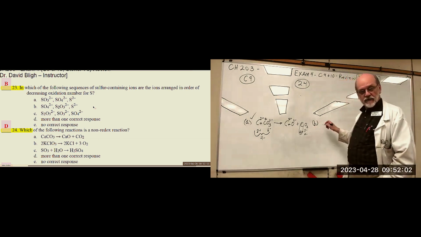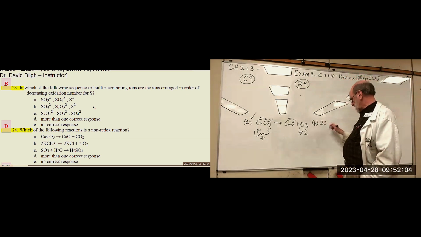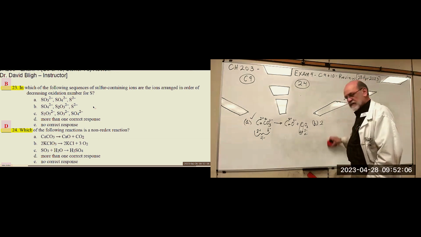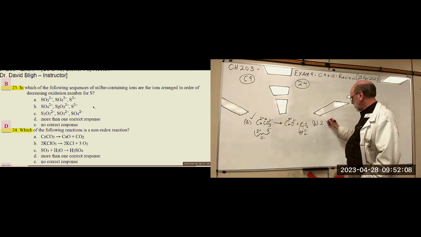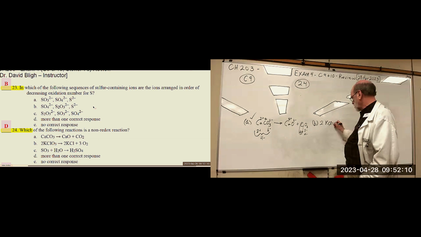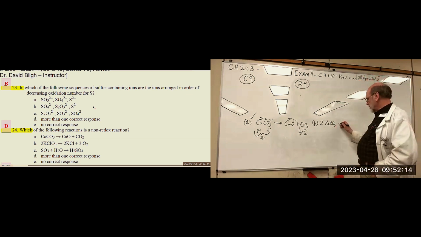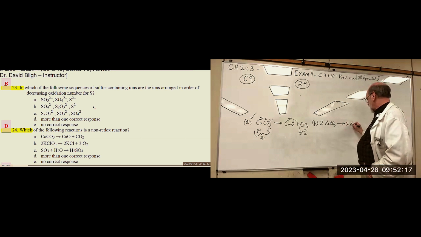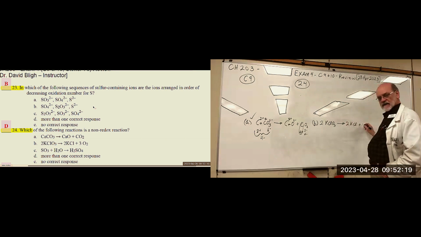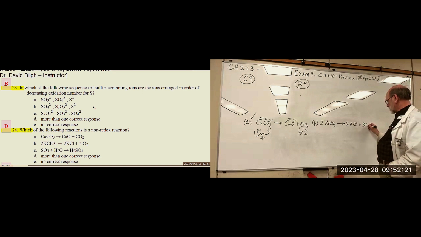Okay. Reaction for B. 2 potassium chlorate. Okay. Makes 2 KCl plus an oxygen, 3 oxygens.